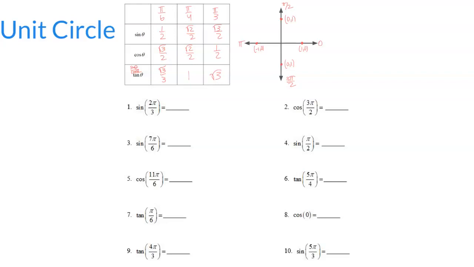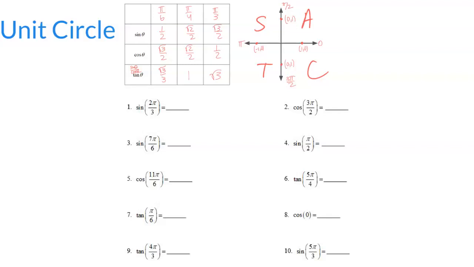The only thing that you really have to think about, a little challenging, is whether the number is going to be positive or negative. And that is determined by All Students Take Calculus. This acronym tells us that in quadrant 1, every trig function is positive. In quadrant 2, sine is positive and everything else is negative. In quadrant 3, tangent is positive and all of the others are negative. Cosine is positive in quadrant 4, and all of the others are negative.